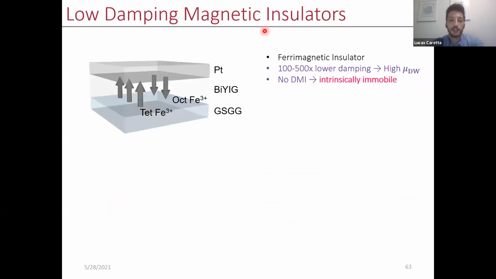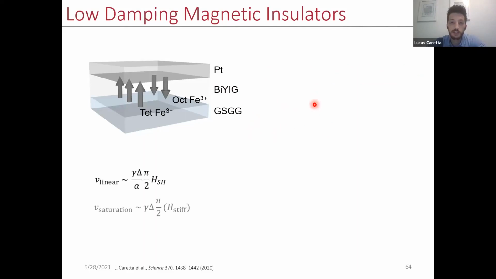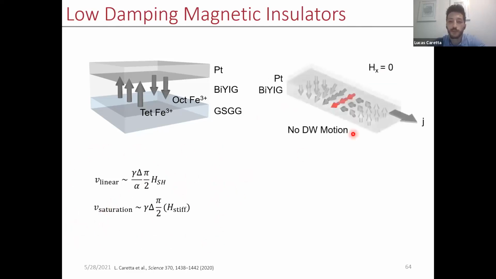So to really access this type of physics, we turn to this material system, bismuth ytterbium iron garnet. The lack of rare earth in this garnet actually means the damping is even higher. It's about an order of magnitude higher than it is in the rare earth iron garnets, which means that domain wall mobility is even faster. But if you recall, the domain walls in this system are actually block domain walls. So they're inherently immobile, meaning that they won't move with spin-orbit torque on their own. So they're this type of domain wall, this block domain wall.